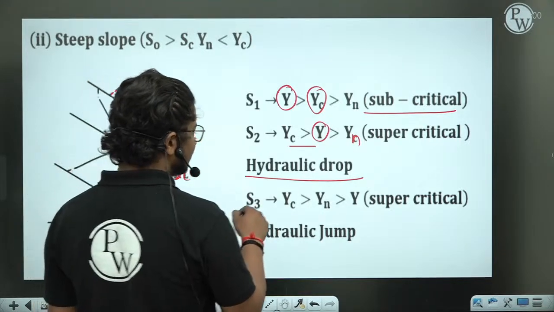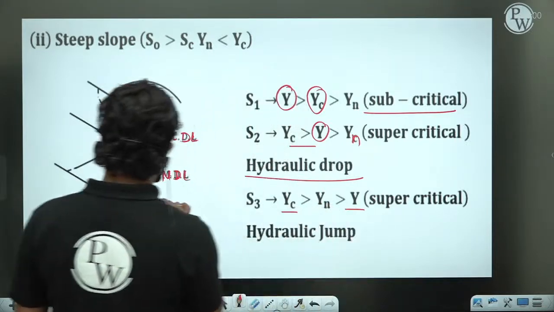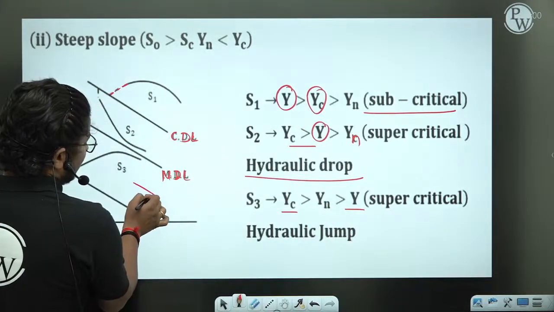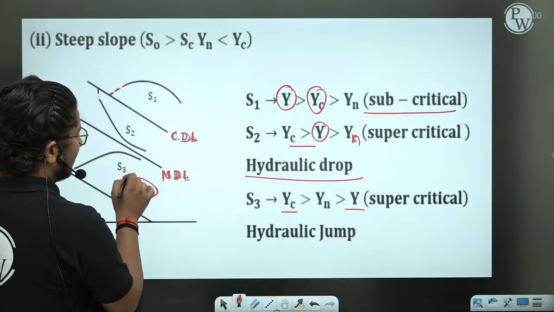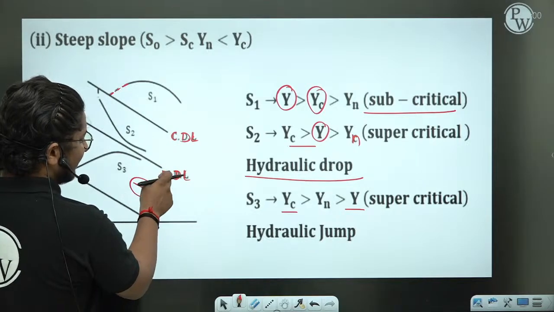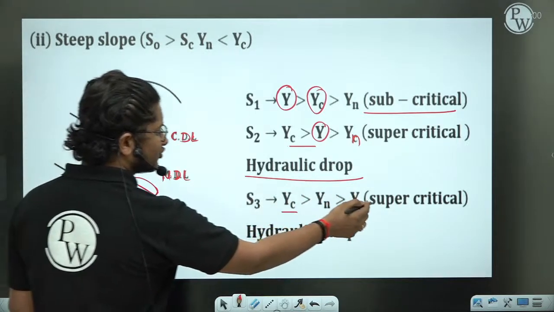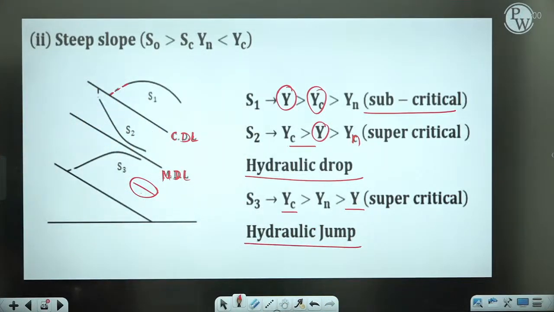Now the third case where we are getting YC greater than YN. If you are somewhere here, your depth is in the lower part, na? So CDL, that means YC is greater than YN and YN is greater than this depth. So that is a supercritical condition. You are getting hydraulic jump for that. This is about the steep slope.